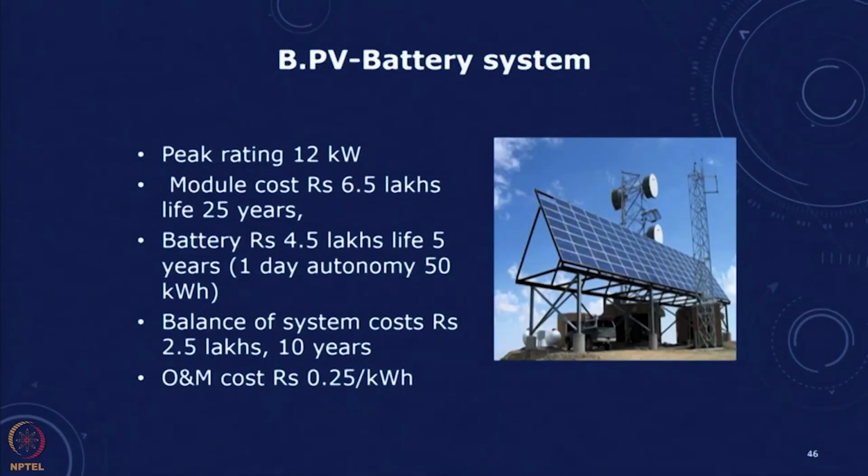The balance of system life is typically of the order of about 10 years. We are taking a cost of about rupees 2.5 lakhs, and the O&M cost for the PV system. There is no fuel cost for PV because the solar insolation is free and available, and we are looking at an O&M cost of about 25 paisa per kilowatt hour, slightly lower than the non-fuel O&M for the diesel, but almost of a similar nature.